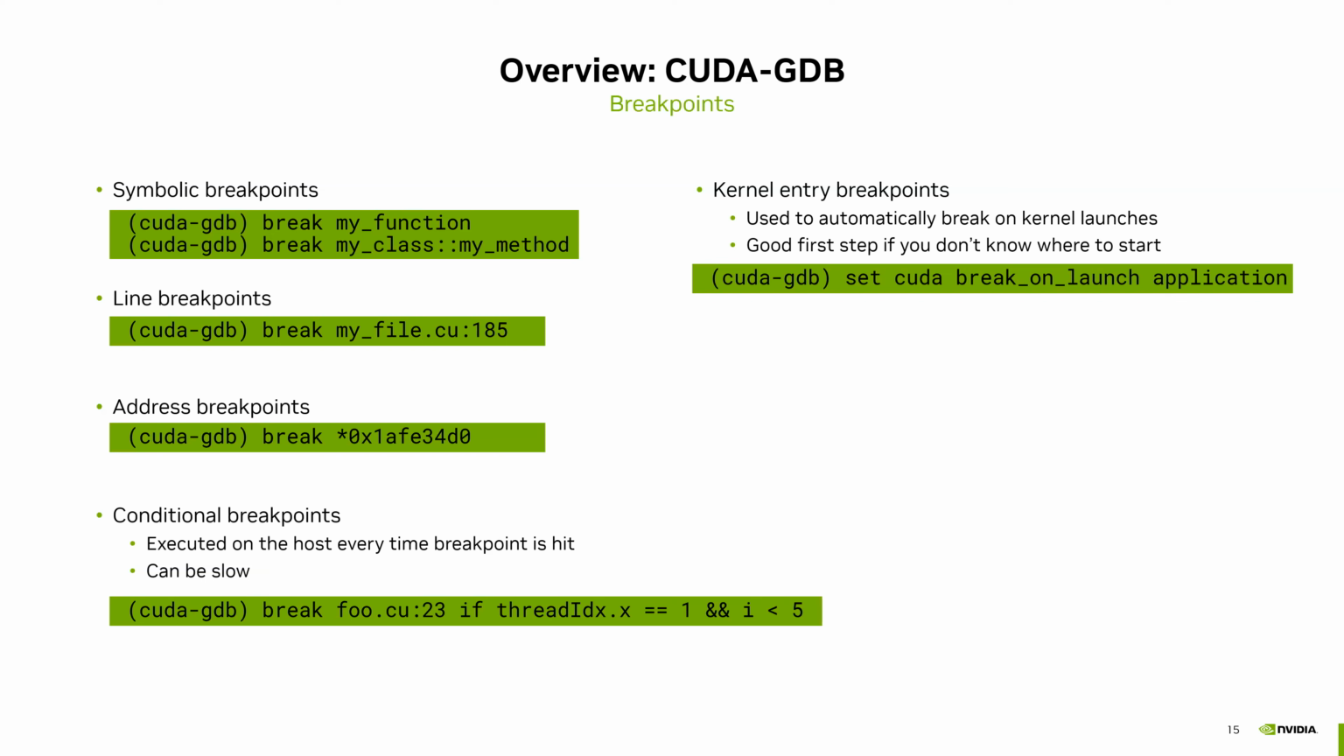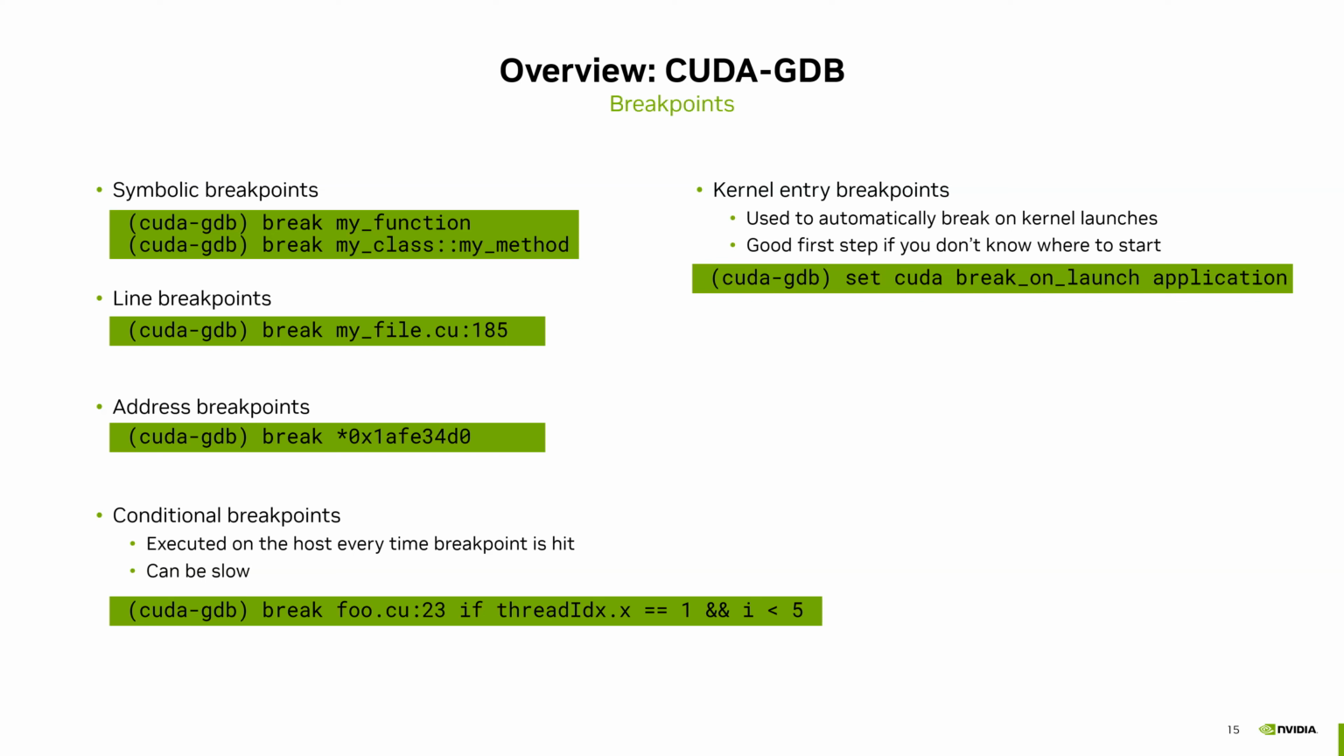And then you can also use conditional breakpoints. You have to be a little careful here because the condition part is executed on the host every time the breakpoint is hit. So if you expect this breakpoint to get hit a whole bunch of times, it could be slow. So you'll have to let it run for a while before your conditional evaluates true. We're not evaluating that conditional on the GPU.